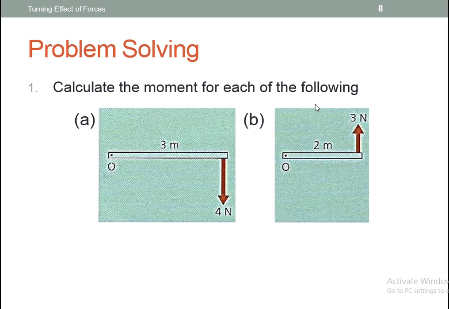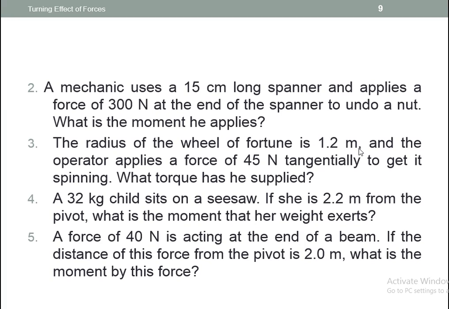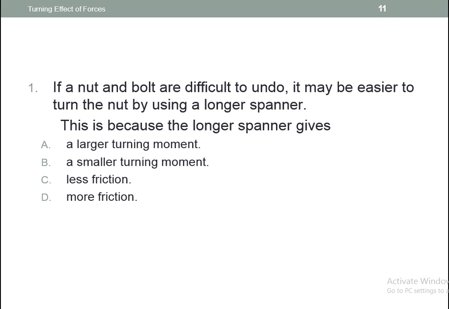Calculate the moment of the following: in case of A, 4 multiplied by 3, and in case of B, 3 multiplied by 2. 3 Newton is the force, 2 meter is the perpendicular distance between the axis of rotation point O and the line of action of the force. There are some more examples you have to solve on your own, very easy. Then numerical problems, and some objective type theory as well.